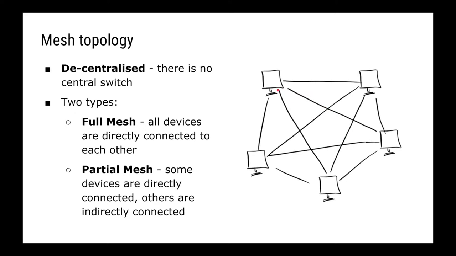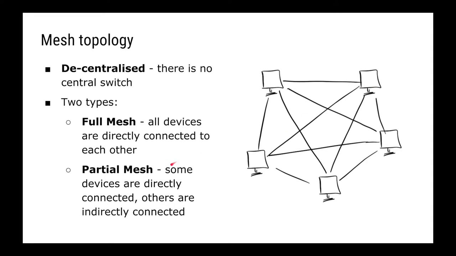There is no central server, no central switch. Instead, all the devices are either connected directly to each other with these cables, which are all these wires which signify a direct connection. And that's what we call a full mesh. That's where every device is connected to every other device.